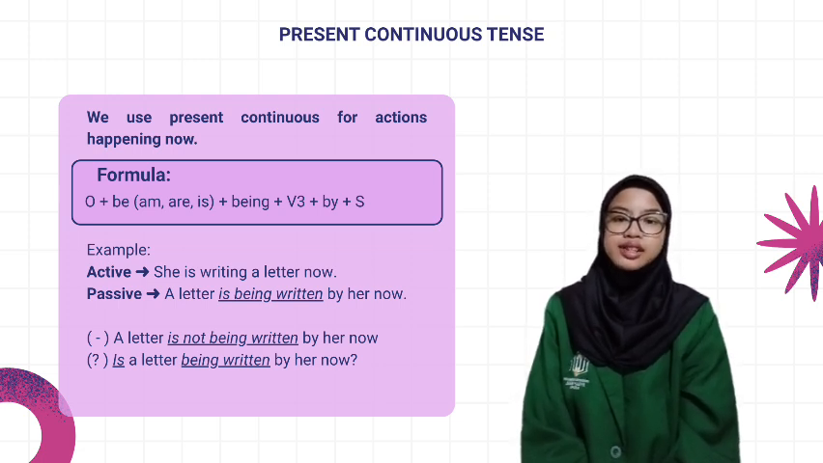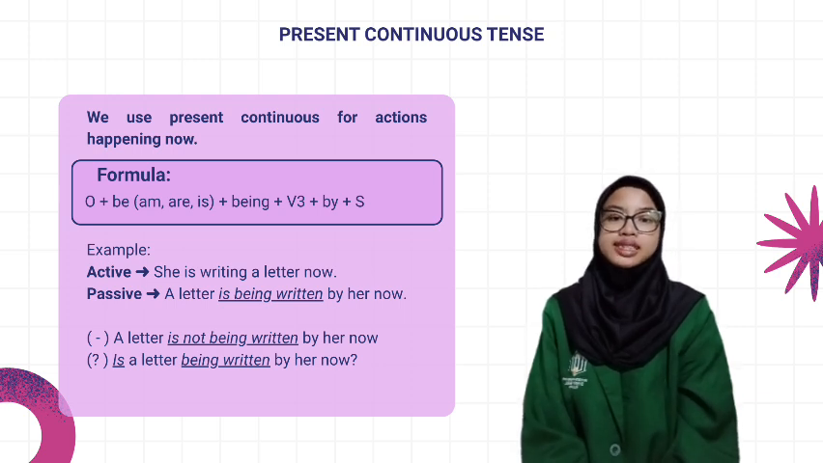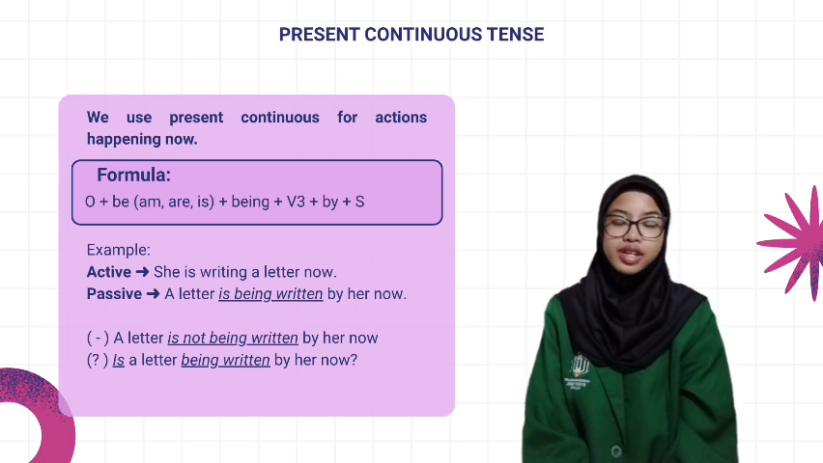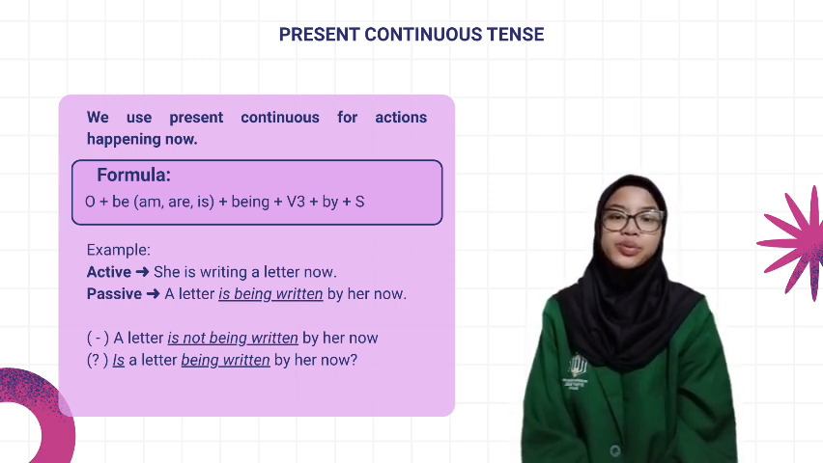Example, active sentence, she is writing a letter now. Passivnya, a letter is being written by her now. Because the action is happening now, we use is being plus verb 3. Negatifnya, a letter is not being written by her now. Interrogative, is a letter being written by her now?